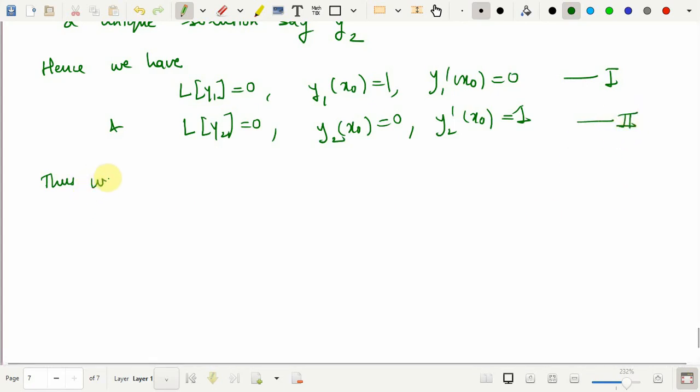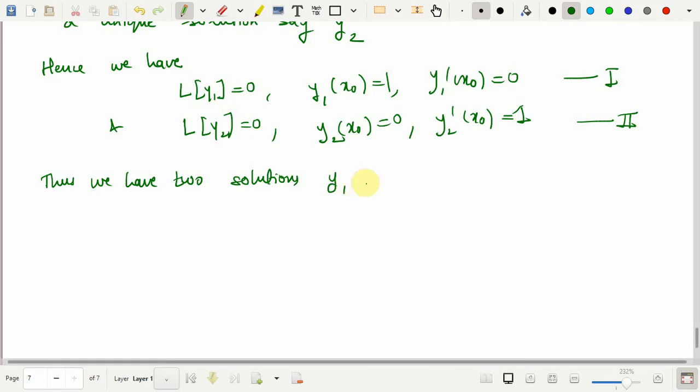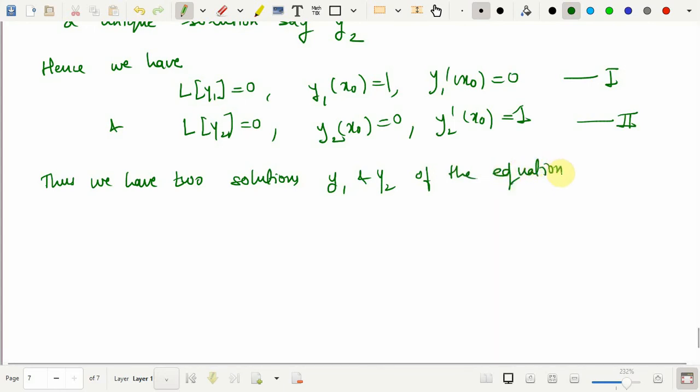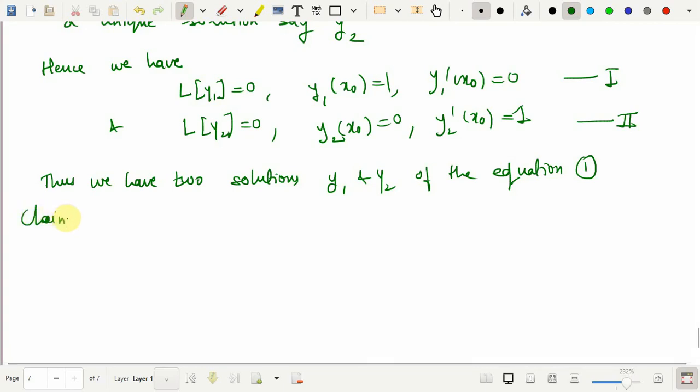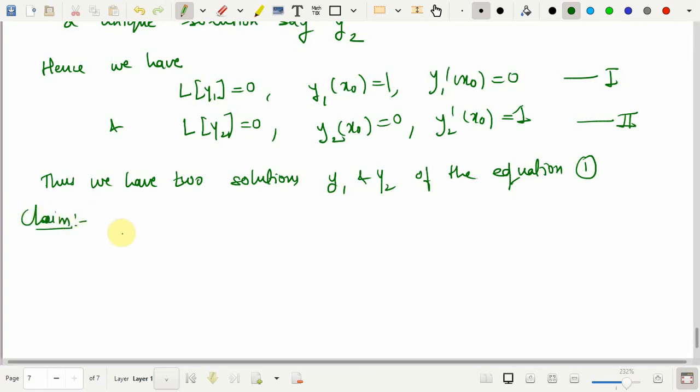Thus we have two solutions, y1 and y2, of the given differential equation 1. Now I will prove that these are the required linearly independent solutions. So in this way I am constructing the initial value problem to get the two linearly independent solutions to the given differential equation.